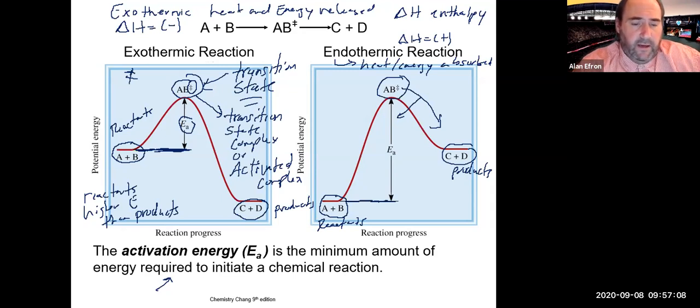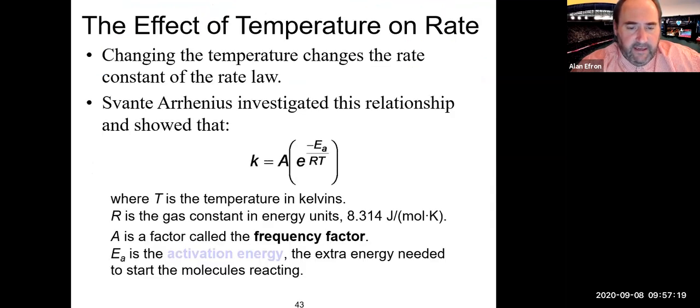Okay, so what we are going to talk about now is the effect of temperature on rate, the rate constant, and so forth. So let's take a look at that. The effect of temperature on the rate is sometimes referred to as the Arrhenius relationship.